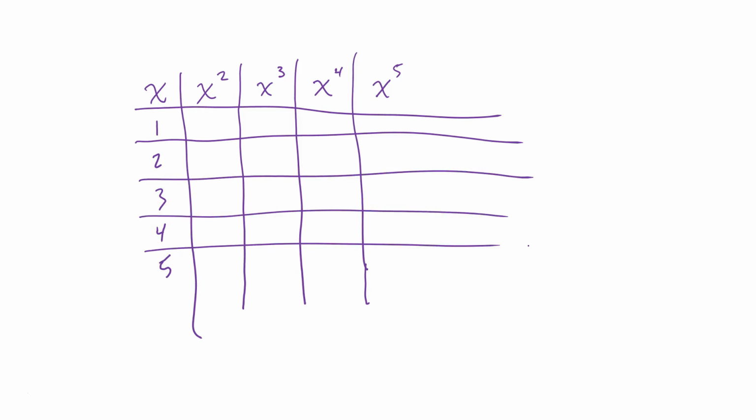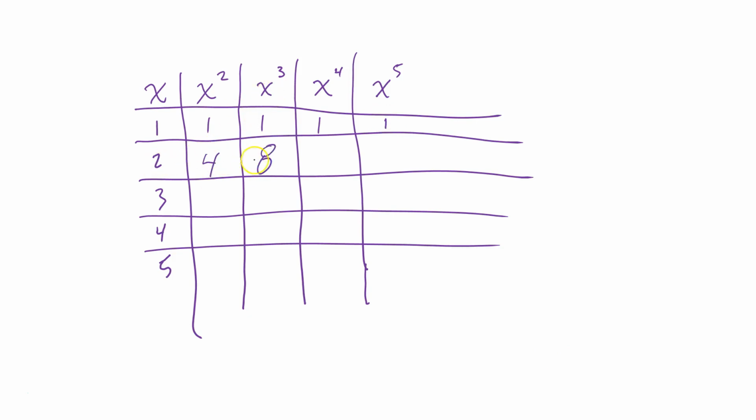So x squared, 1 times 1 is 1. 1 times 1 times 1 is 1. 1 times 1 times 1 times 1 is 1. In fact, 1 times itself doesn't matter how many times, it's always 1. Okay, well, let's try 2. 2 times 2 is 4. Times another 2 is 8.